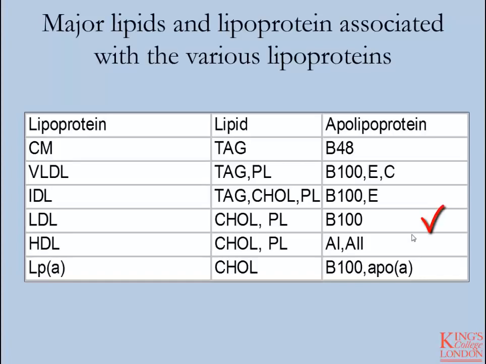LDL contains primarily cholesterol but also phospholipid. Its primary apolipoprotein is ApoB100. HDL particles tend to contain higher levels of cholesterol and phospholipid. They contain the apolipoproteins A1 and A2. And lipoprotein A primarily contains cholesterol. It contains a B100 apolipoprotein but as well a modified ApoA.